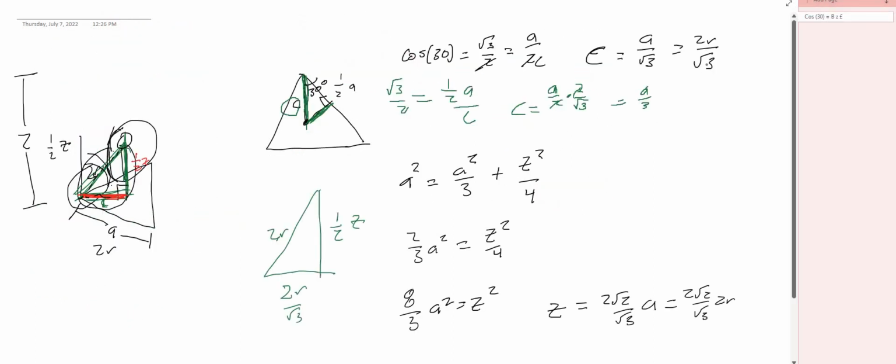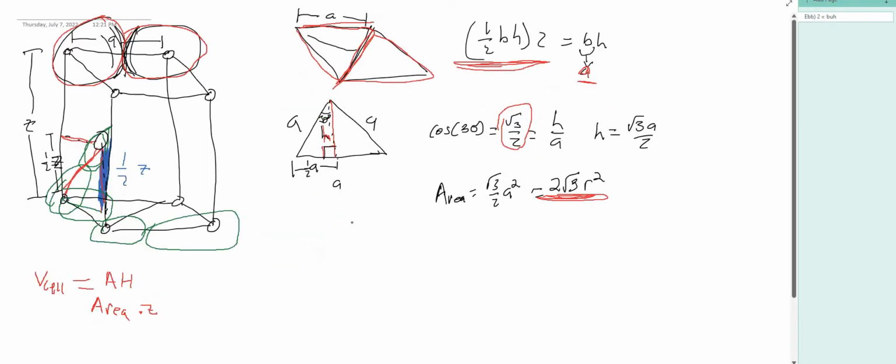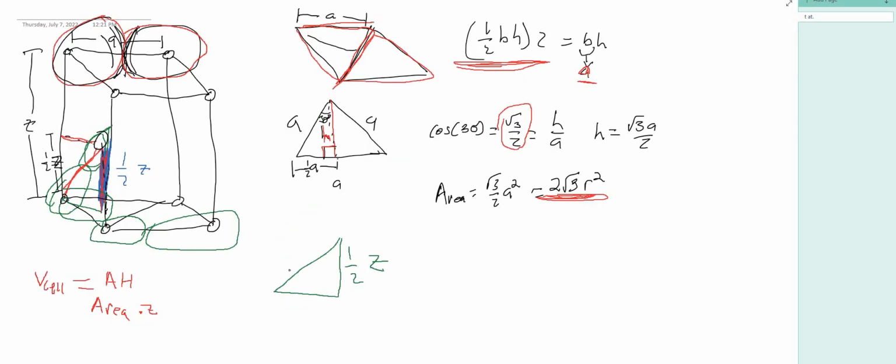So a is going to be equal to 2r, so that means c is going to be 2r over 3. So now we have that triangle, or I'll go back here. This triangle right here, the one that we have written out like this, for 1/2 z. Down here we're going to have what we just solved, 2r over 3.